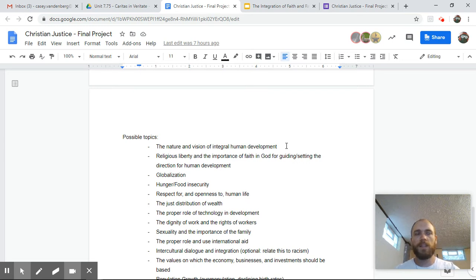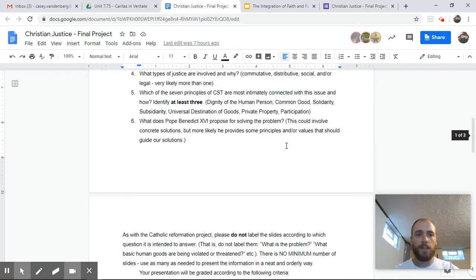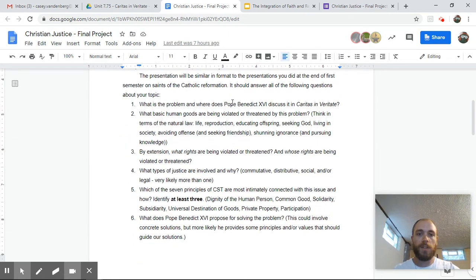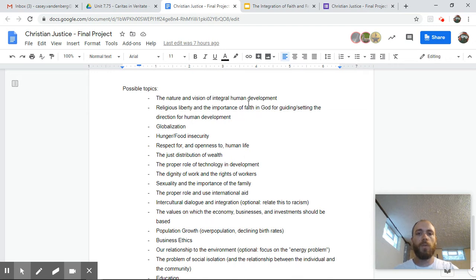Well, that's not talking about a specific problem. So how do I take that and ask, what is the problem? What basic human goods are being violated or threatened by that problem? What rights are being violated? Well, it seems like it's just asking what integral human development should be.